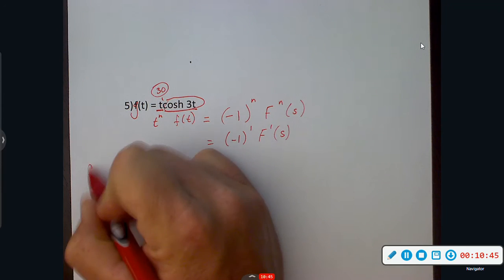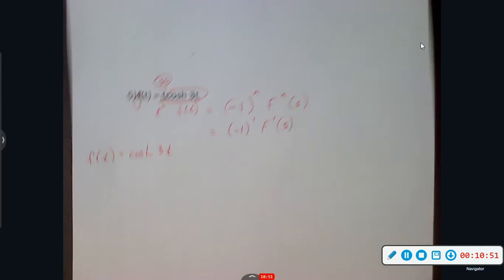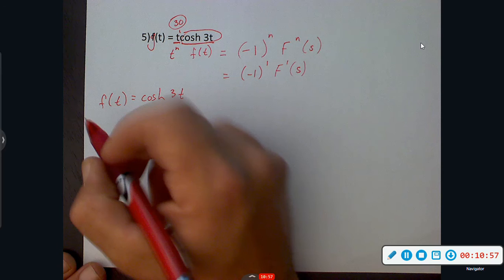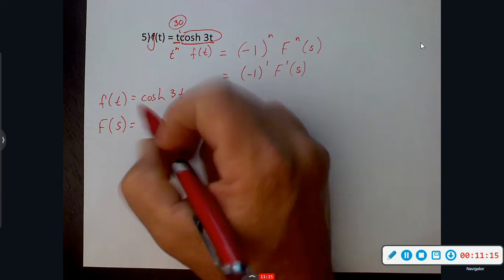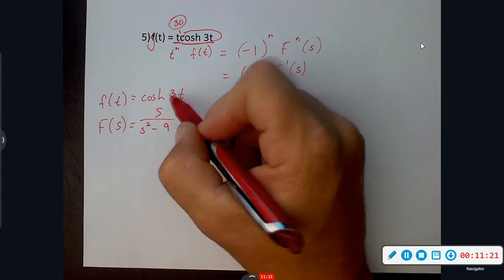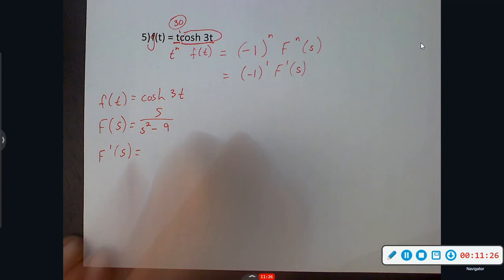So if f of t, again, I've renamed this g of t, if f of t is cosine h 3t, what would the Laplace transform of that be? What would f of s be? Well, if you can find that one, it's one we worked on before, or we worked on something similar. It will be number 18, s over s squared minus a squared. So s over s squared minus a squared, so 9. 3 is a. So we need to take the derivative of that because we're going to do the first derivative.